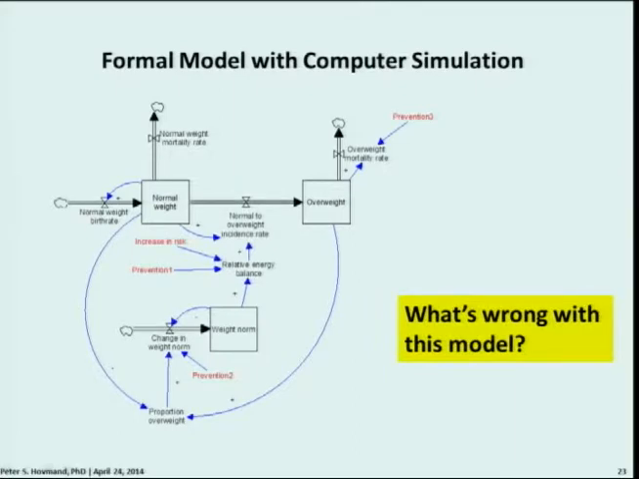And it has most of the essential feedback loops. So what's wrong with this? What's wrong with this one? You have normal weight, overweight people. You have people being born normal weight, some transition to being overweight, and then some die as overweight. What's one thing that's wrong with this? You can never lose weight. There's no dieting here, right? There's no way to lose weight. Once you gain weight, you stay overweight. What else?